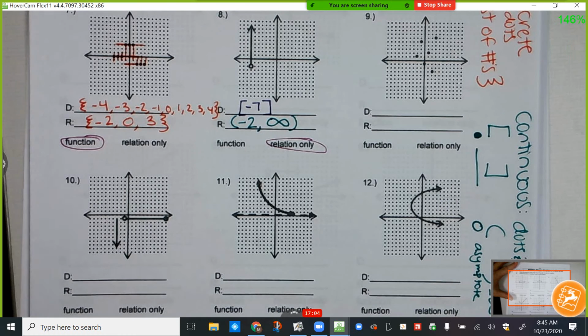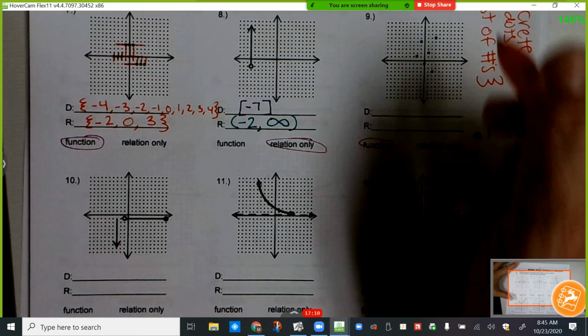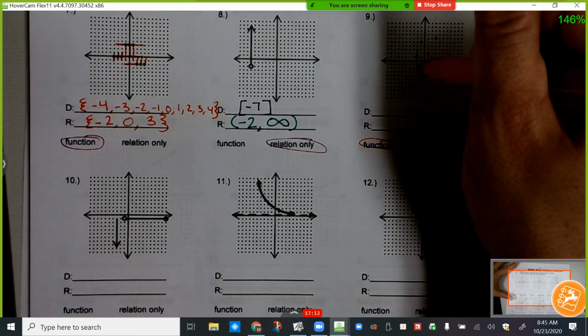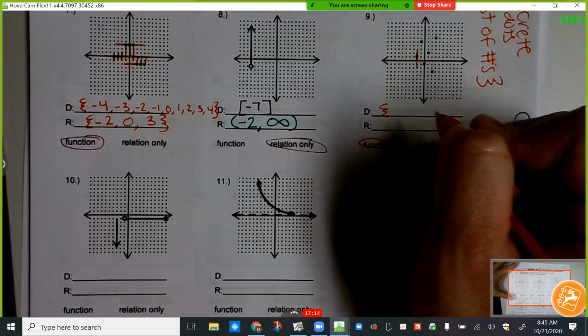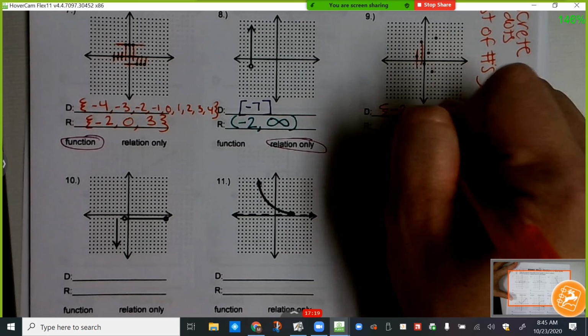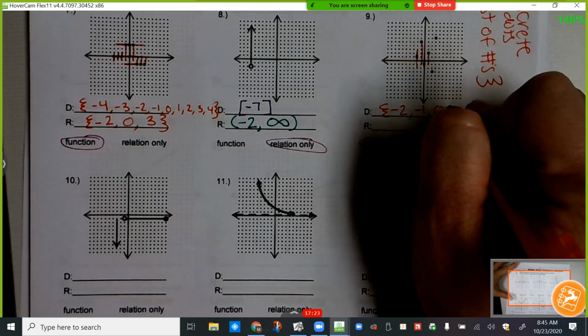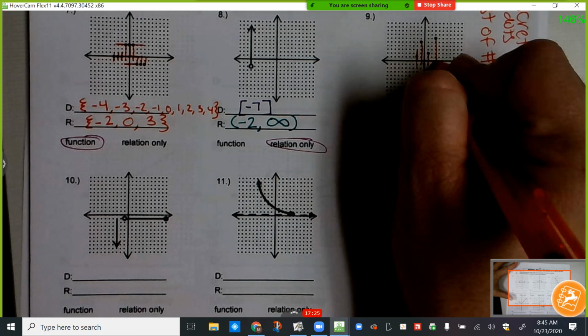Number 9 is what kind of graph? It's a function. It's also what? Discrete. Okay, so domain, what's the farthest left these dots go? -2. Is there one at -1? Then there's one in the middle at 0. There's another one at +1, 2, and 3.